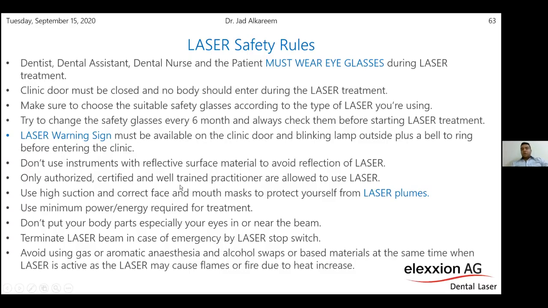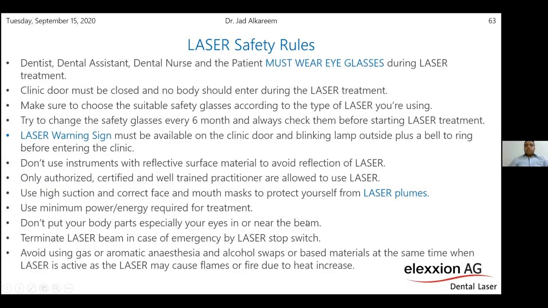You have to put the laser warning sign, of course, outside the clinic. Try to use an instrument which doesn't have a reflective surface. For example, you can use a plastic instrument or a wooden instrument, because when you use metal instruments, you will have more chance to reflect the energy towards your eye or towards your dental assistant's eyes. In case you are not able to have a plastic or wooden instrument, then make sure that the laser beam doesn't come in direct contact with the metal instruments.